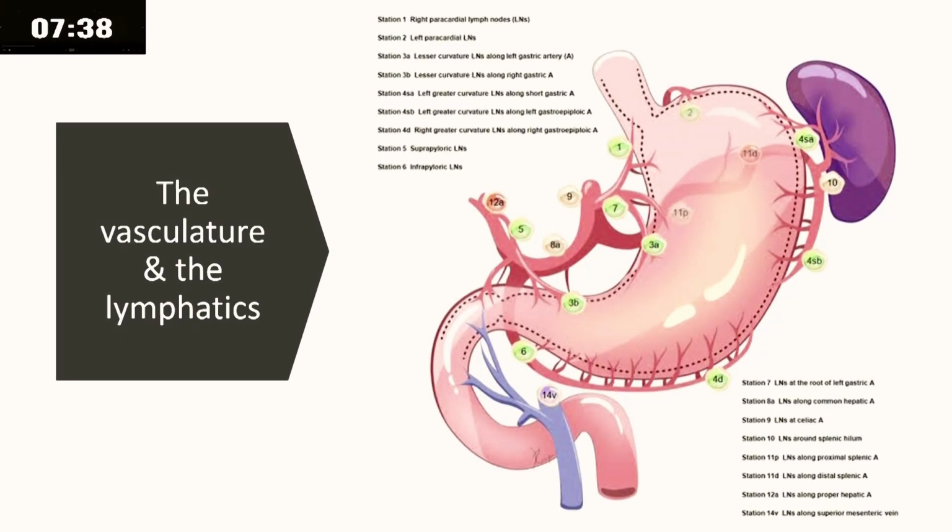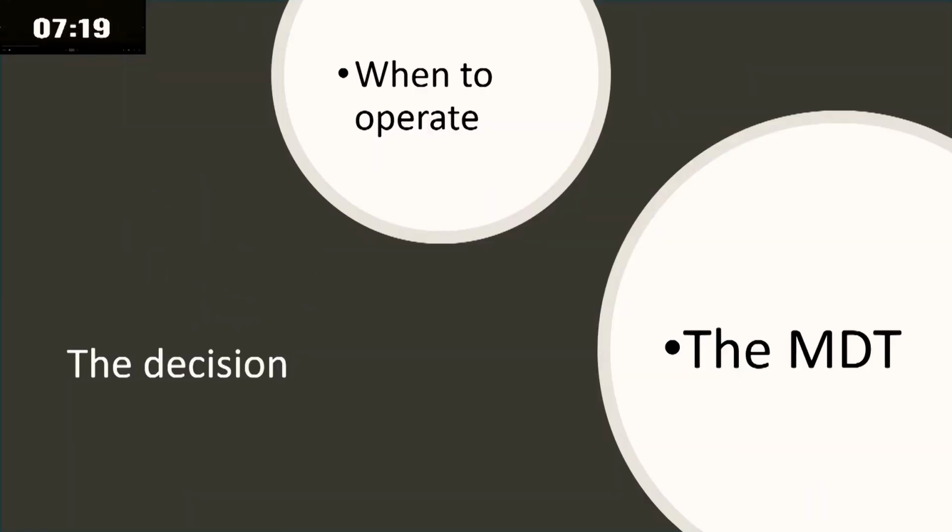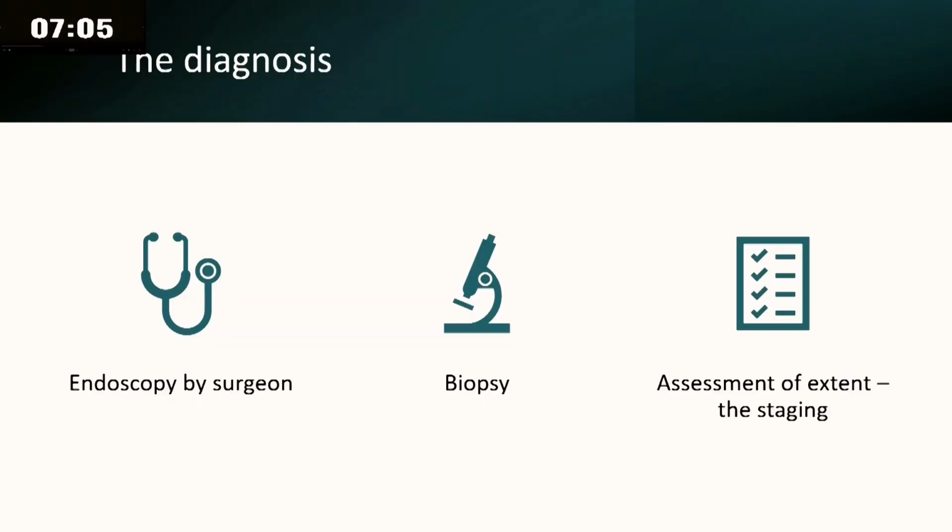Regarding the vasculature and the lymphatics, we know that the stomach has a very good vasculature: left gastric and common hepatic artery tributaries, right gastric, splenic, so many arteries and tributaries. Regarding the decision, it is solely dependent on the MDT. We talk for all the cancers with our oncological colleagues, and we take the decision to operate.